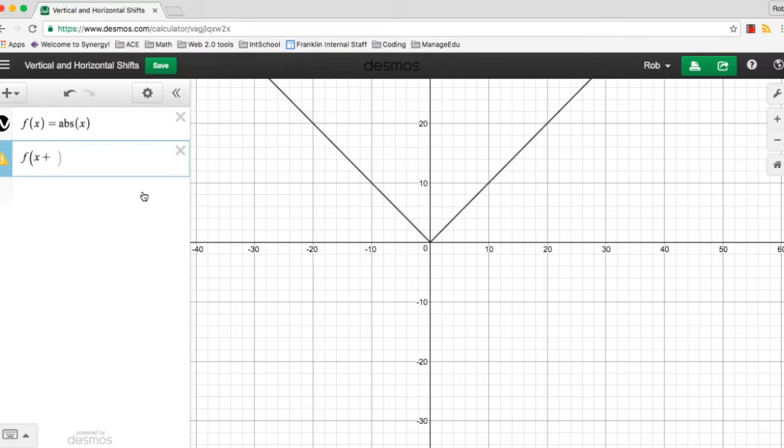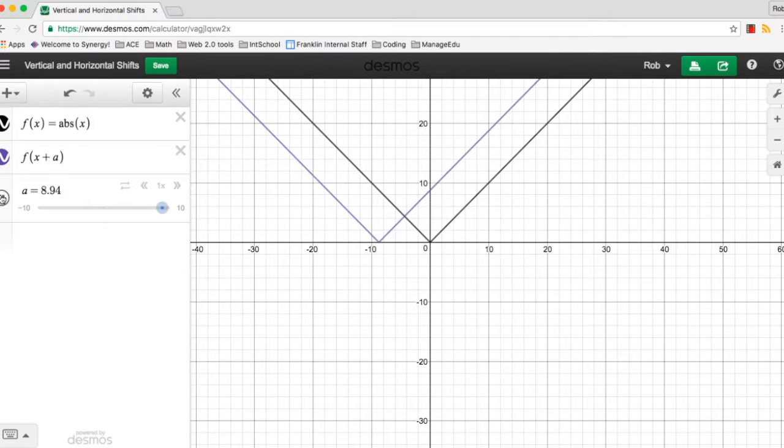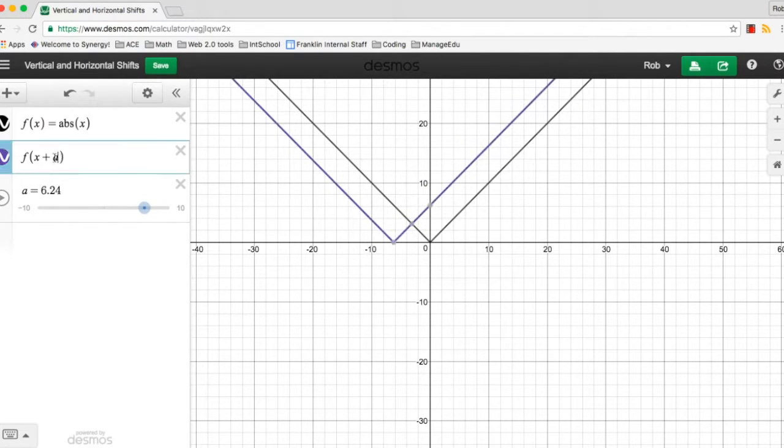So we have f of x plus any arbitrary a. What happens to the graph, right? What happens? So I'm going to add this slider and see what happens. All right, so let's pause there. F of x plus a. So if I've got this number, an arbitrary number inside the parentheses, and it stopped at, what is that, 5.6, let's say. What happened to this graph?